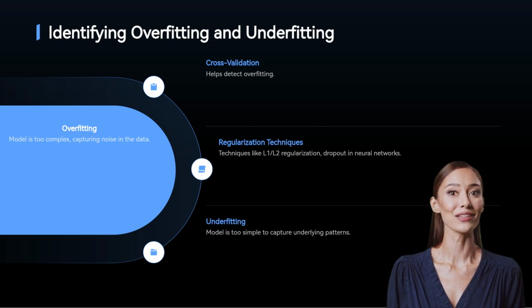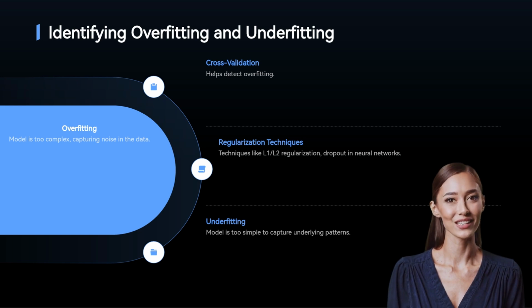Regularization methods, such as L1 or L2 regularization or dropout in neural networks, can help reduce overfitting by penalizing large model parameters. Cross-validation helps identify overfitting by providing a more accurate estimate of model performance across different subsets of data.